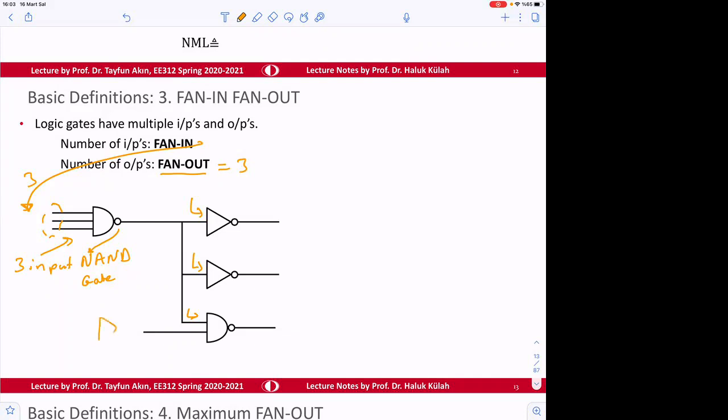Maybe it's coming from another circuit. Okay, so it's coming from another gate. So this is why we call this thing 3. I mean, for this one, it is 3.